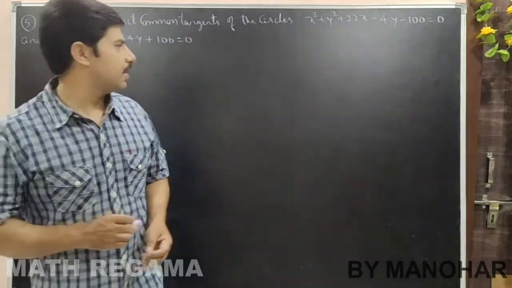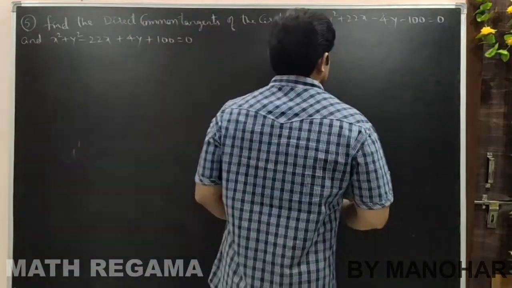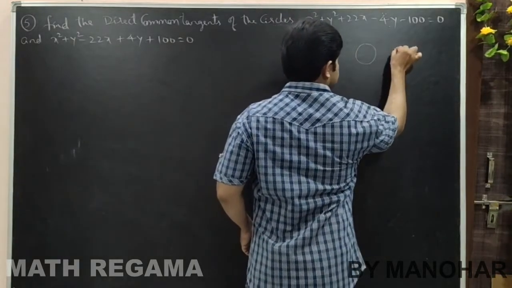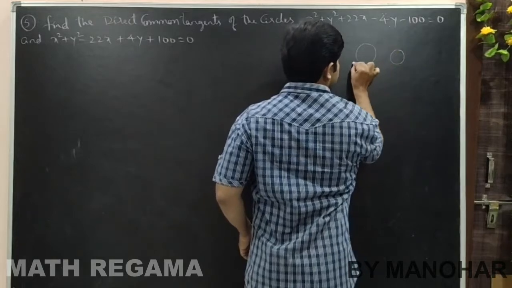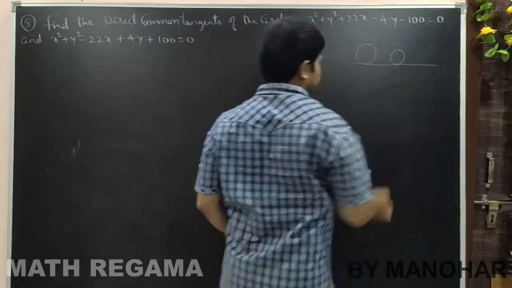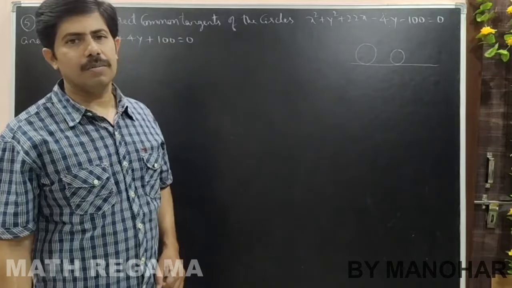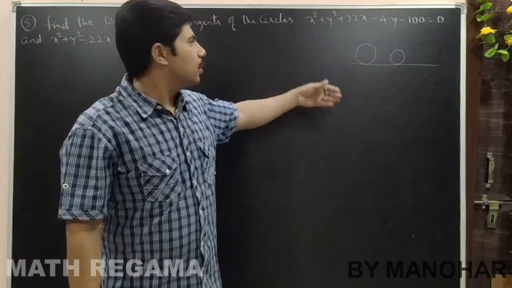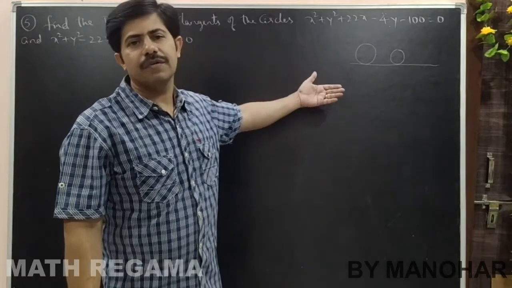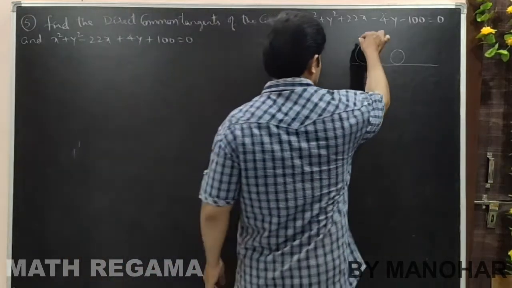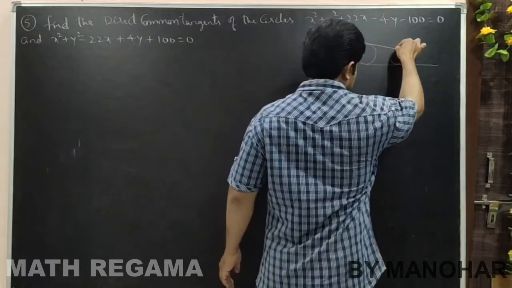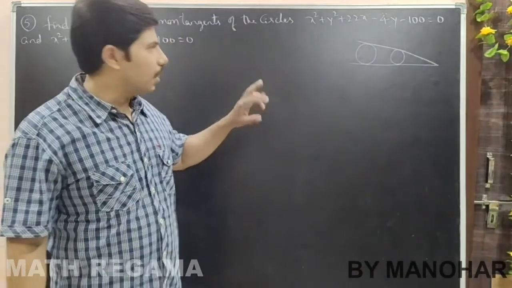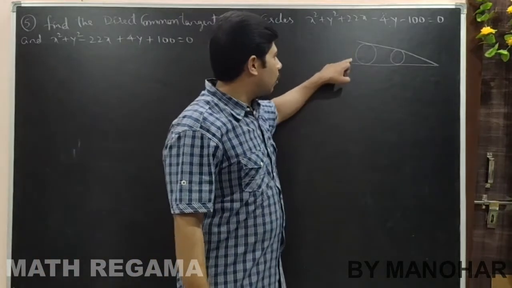A direct common tangent is nothing but, if two circles lie on the same side of a tangent, then the tangent is a direct common tangent. So here this line is called a direct common tangent. The reason is that the two circles are on the same side of the tangent. See, we can draw one more direct common tangent in this case. So this is one more direct common tangent. Now we need to find these two direct common tangents.